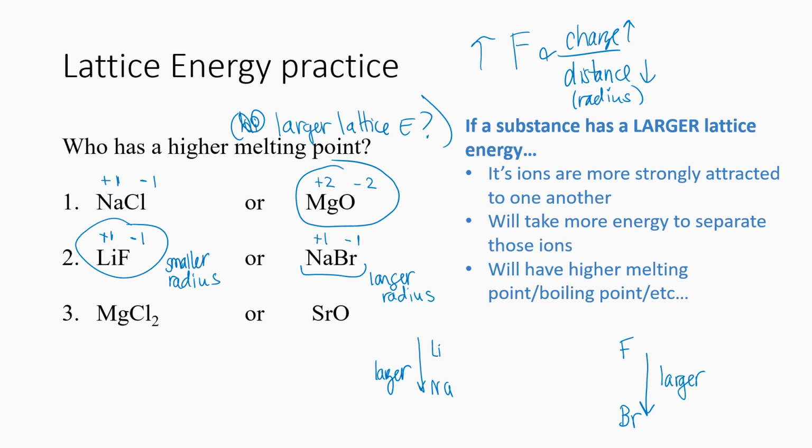Okay. Last one down here, magnesium chloride. Magnesium has a +2 charge. The chloride ions each have a -1 charge. And over here, strontium oxide, that's a +2, -2. So the ones with the larger ion charges are going to have a greater attractive force between them. Okay.